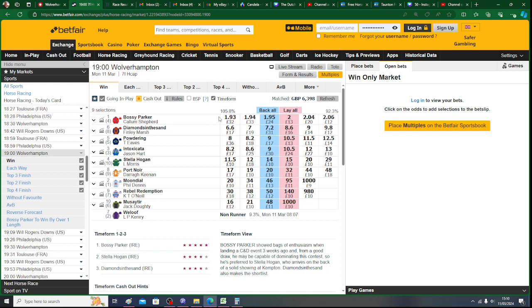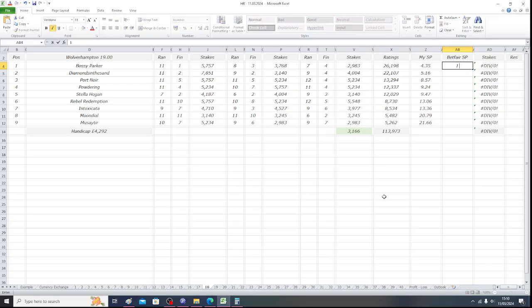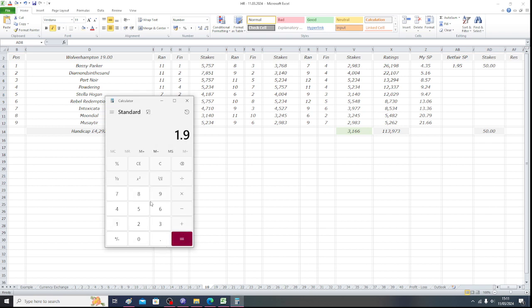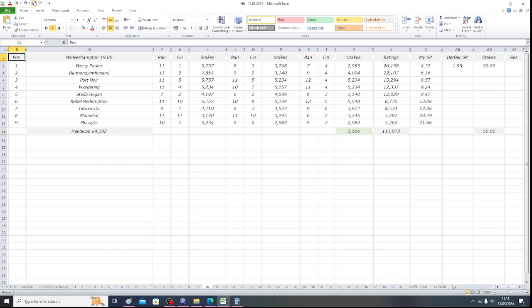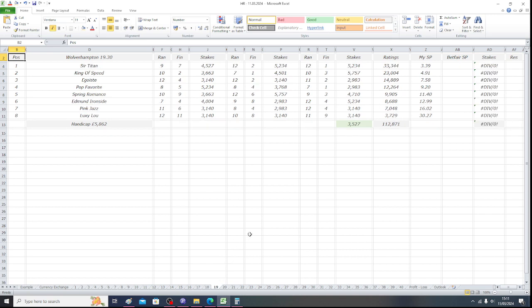105.8 is the over-round. I'm sure that most other horses here will get bigger. But 1.95 Bossy Parker means that we need to have on this £51.28. We know we can't because the maximum's 50. So £50 will be our only bet in that race. 1.95 SP times the 50 will return us £97.50, and from your £50 stake, that's still a nice profit of £47.50 if the favourite obliges.